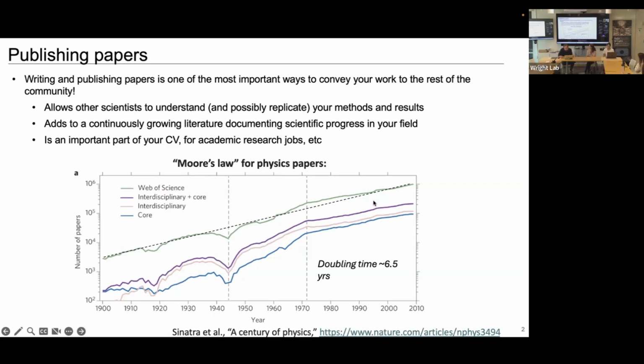Number of papers versus year. And it follows pretty much this impressive power law with a doubling time of 6.5 years. You see there's a couple dips for the world wars, but otherwise we're trending up and up over time. And there are now literally millions of published scientific papers. This is from a Century of Physics and Nature a few years ago.